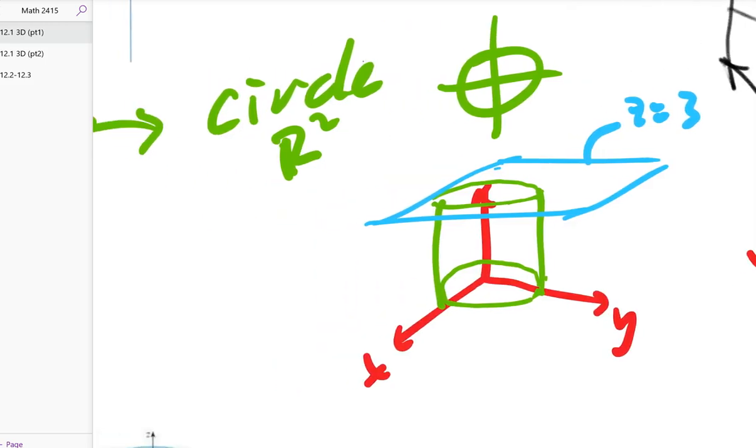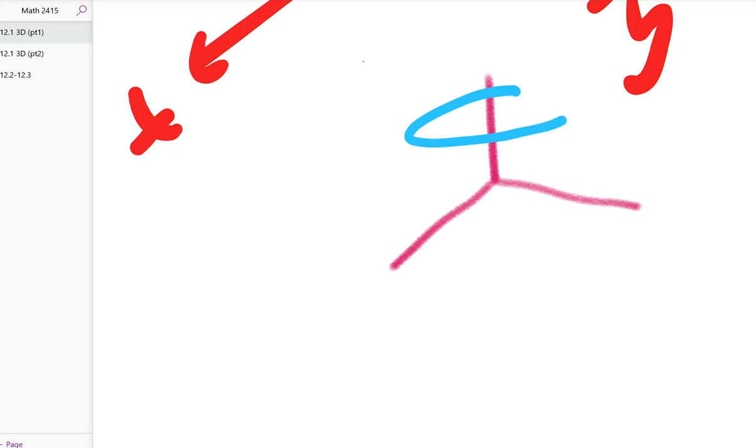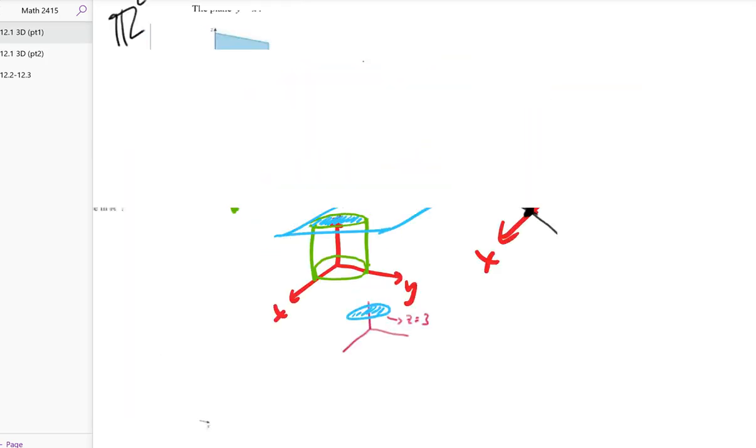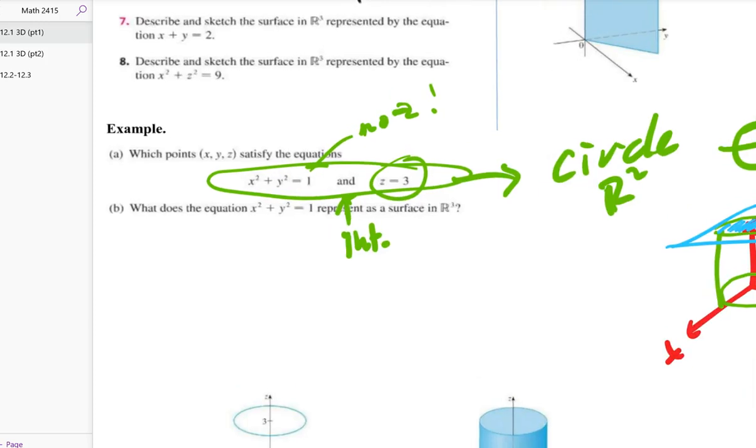The intersection of the cylinder and the plane is just this circle right there. So when you actually draw it, let me use a different one. You're going to get just a disk. And that disk is at z equals 3. All right, so that's the intersection of those two. All right, so let's move on.